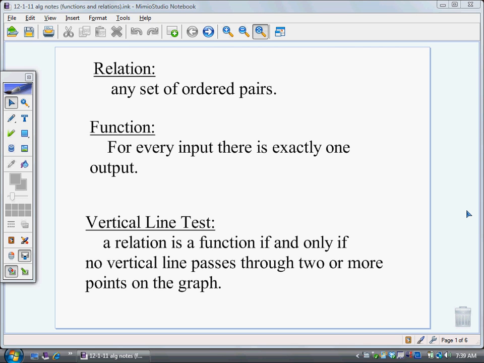And so what that means is that in a relation, every x value can only be used once. You can't have (5, 2) and also (5, 3), because then you end up with an input that's paired with two outputs, and so that's not a function. On the next page, I'm going to go through a few examples of how to use the vertical line test to determine whether the graph of a relation is modeling a function.